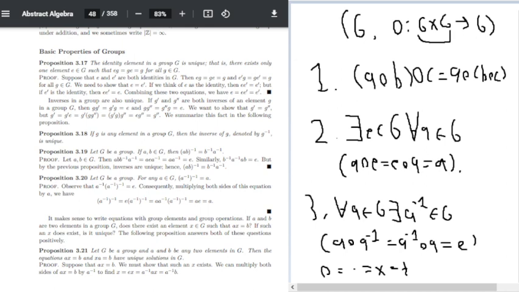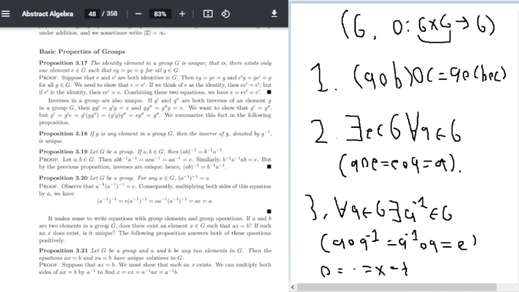So what we're going to show is that if e and e' are both identities, then they're actually equal to each other. And because all identity elements are equal, then there's only one identity element. Proof. Suppose that e and e' are both identities in G. Then eg = ge = g, and e'g = ge' = g for all g in G. We need to show that e = e'.